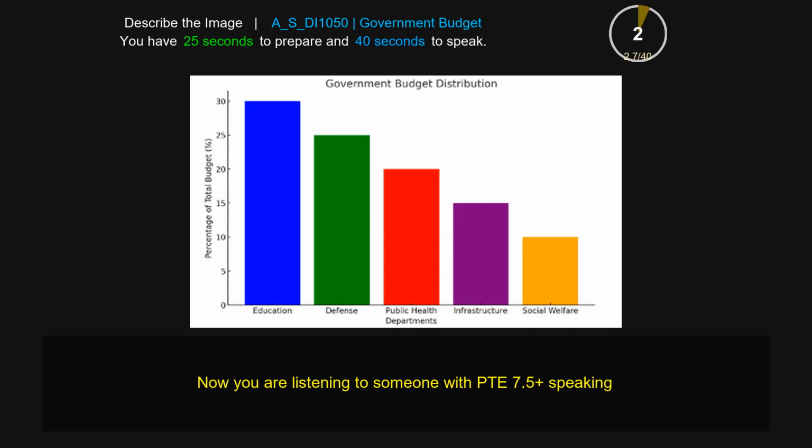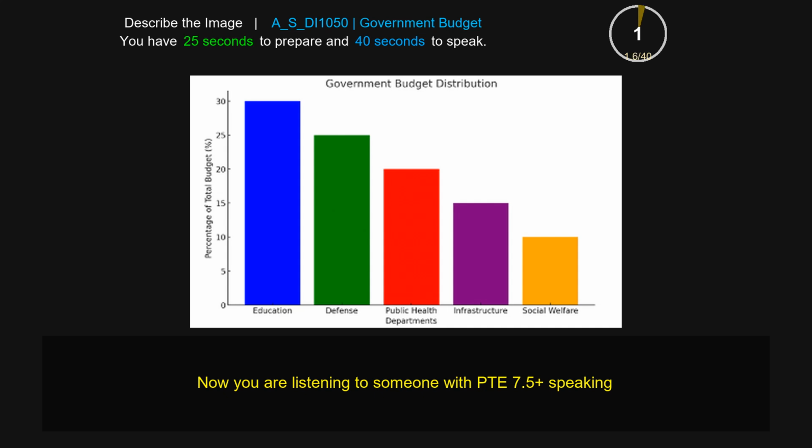This bar chart gives information about government budget distribution. At the bottom of this picture, I can see departments such as education, defense, public health, infrastructure, and social welfare. At the left of this picture, I can see percentage of total budget, which is between 0 to 30%. The maximum number is for education, which is approximately 30%, followed by defense, which is 25%, and public health has 20%. The lowest one is for social welfare, which is less than 10%, and infrastructure.